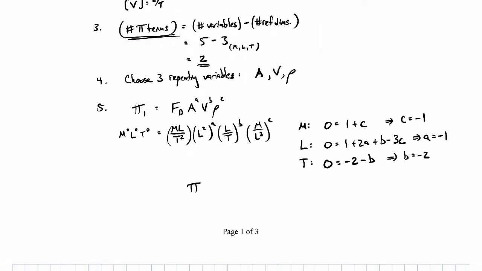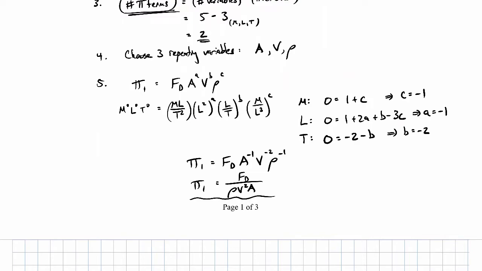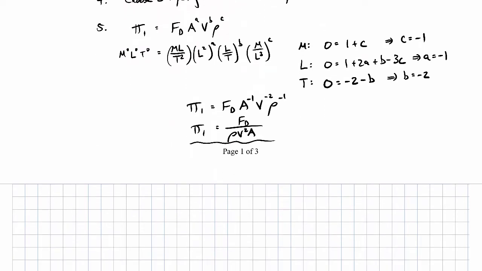Okay, so now let's go ahead and substitute back in to rewrite our first pi term. So it'll be F_D times A to the minus 1, V to the minus 2, and rho to the minus 1. Or, written differently, it's the drag force over rho V squared times A. So that's my first pi term. That actually makes sense to me because, of course, we have a force in the numerator. Rho V squared looks like a dynamic pressure, so it has dimensions of pressure. And pressure times an area makes it a force. So it makes sense to me that our pi term would look like that.